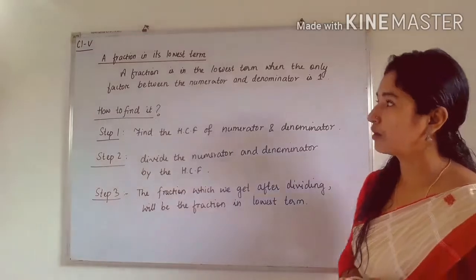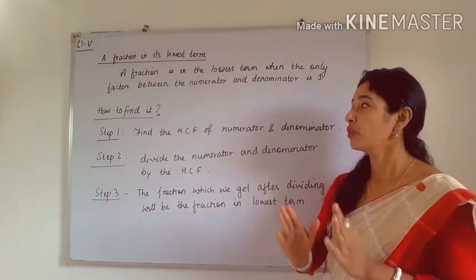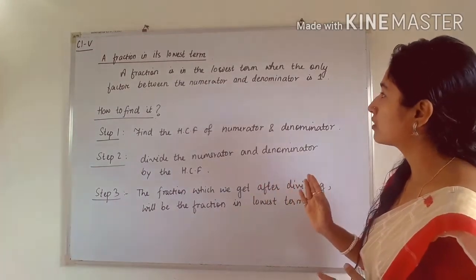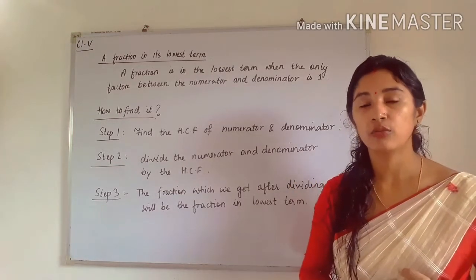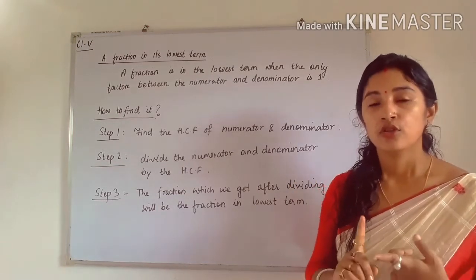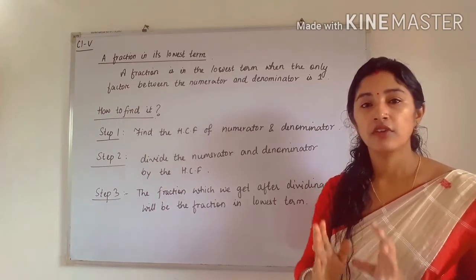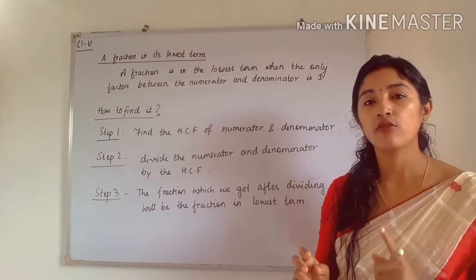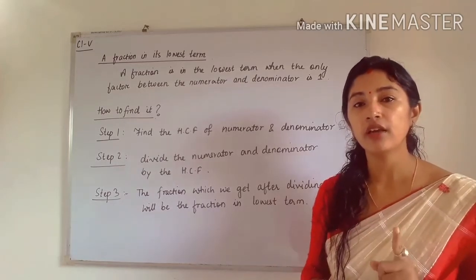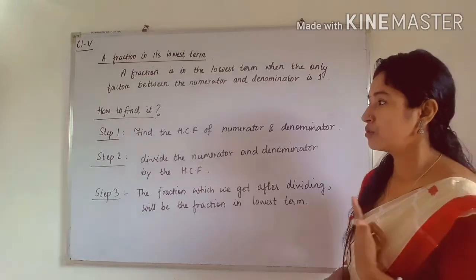So see this one, the definition. What is called a fraction in its lowest term? A fraction is in the lowest term when the only common factor of numerator and denominator is 1. For a fraction in lowest term, the numerator and denominator have only one factor in common, that will be 1. So how to find it? There are steps.